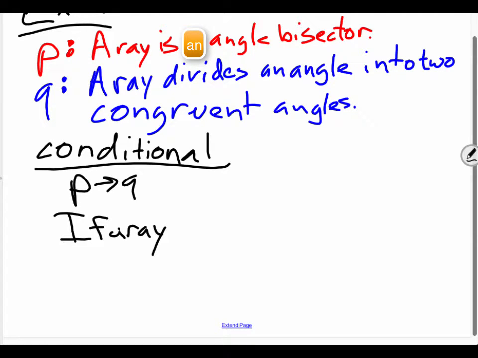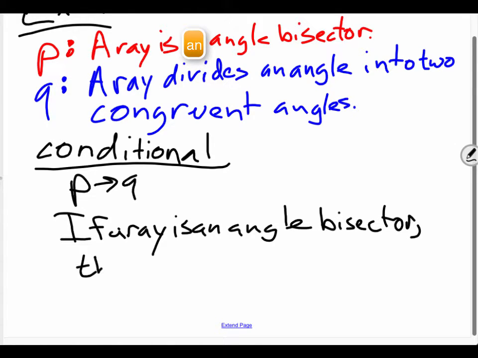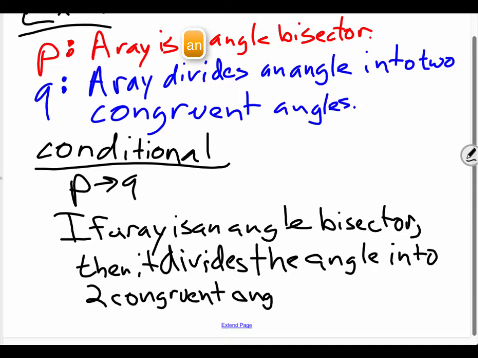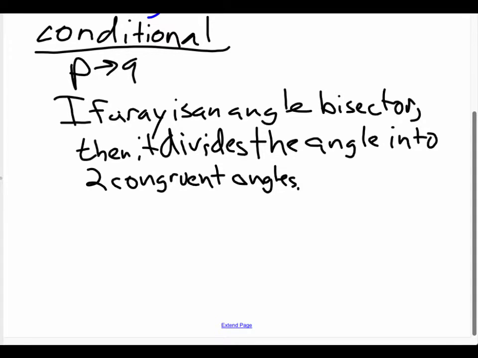Right. So it says if a ray is an angle bisector, then it divides the angle into two congruent angles. Well, we talked about that in one of the previous sections, so we know that's true, right?